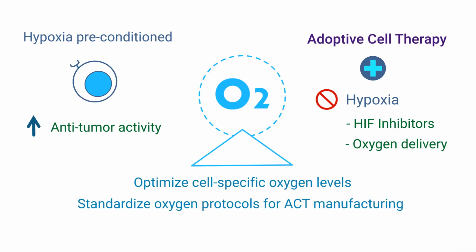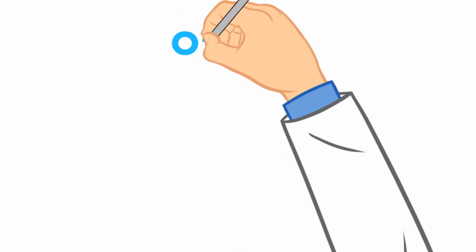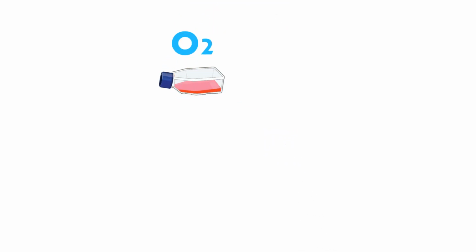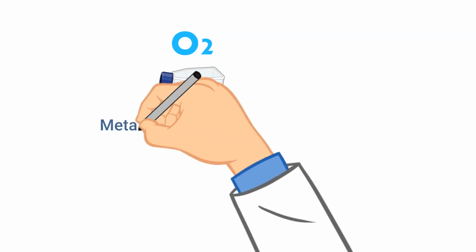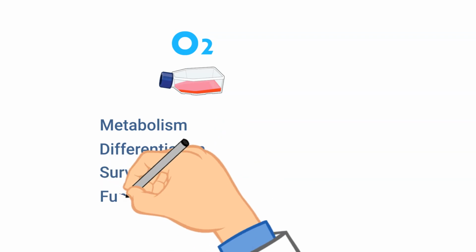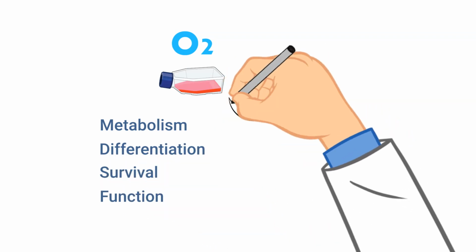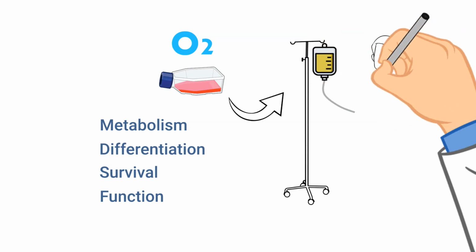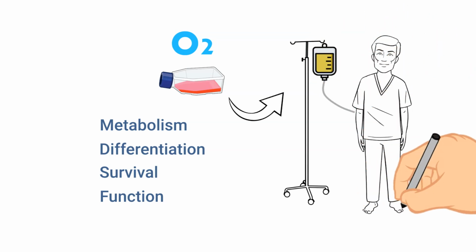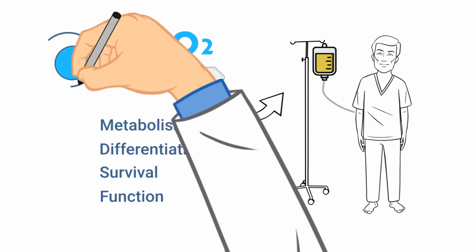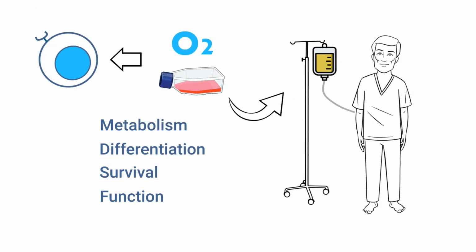Oxygen levels are a critical factor in the generation and success of adoptive cell therapies. By influencing T-cell metabolism, differentiation, survival, and function, oxygen modulation can enhance the efficacy of ACT and improve patient outcomes. As the field of immunotherapy advances, understanding and harnessing the role of oxygen in T-cell biology will be essential for developing next-generation adoptive cell therapy strategies.